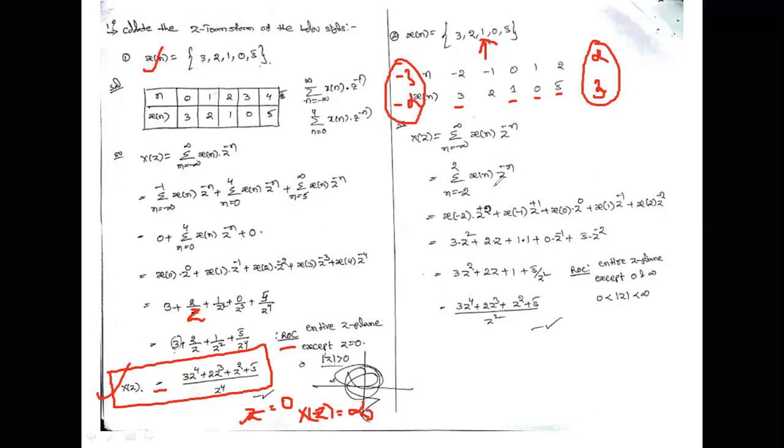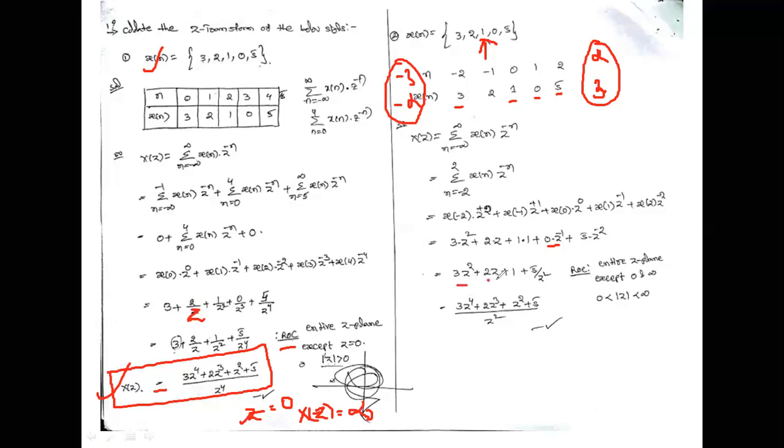it becomes z square. x of minus 1 z power minus of minus 1, z power 1. And x of 0 z power 0. x of 1 z power minus 1. And x of 2 z power minus 2. So the first term is x of minus 2: by substituting n is equal to minus 2, the value is 3 into z square, and here the 2 is 2 into z, and at 0 the value is 1 into 1, and at n is equal to 1 the x of n value is 0, this term, and 5 into z power minus 2.